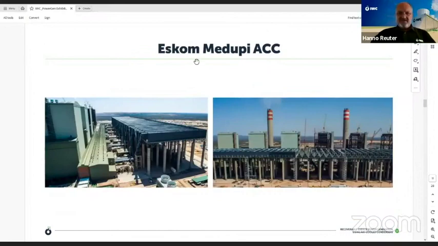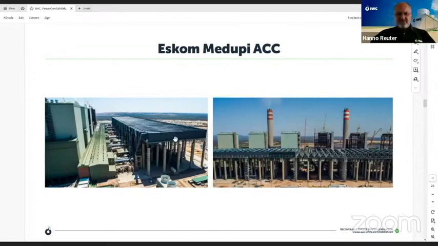Then Medupi. Everyone knows about Medupi, but what they don't know is that this air-cooled condenser is probably the best one in the world. From all the information I've got, it's operating better than expected, and there were 10 design changes done to this condenser before it was built to upgrade it from previous design rules. It's effectively twice the size of Matimba, if I'm not mistaken.